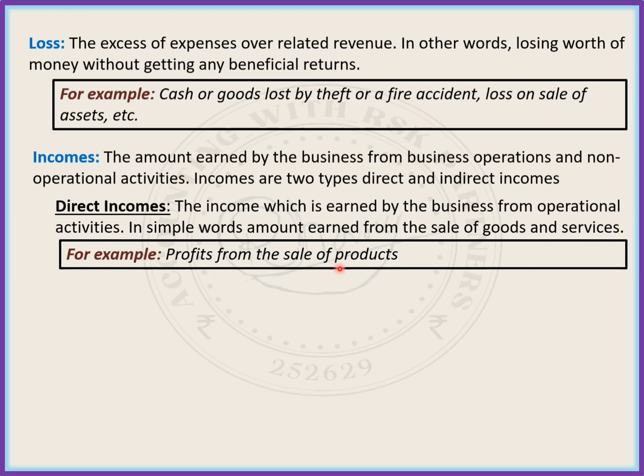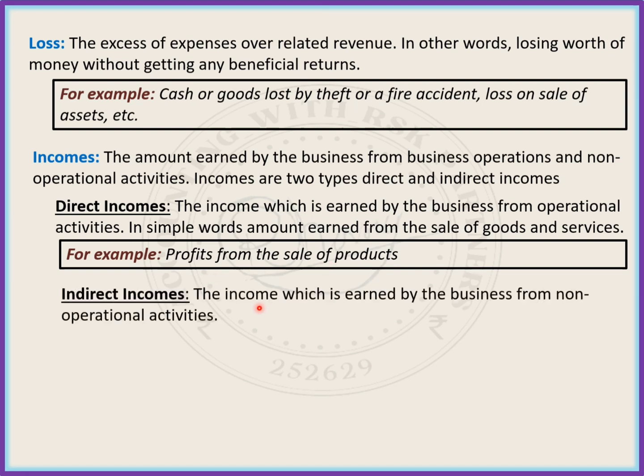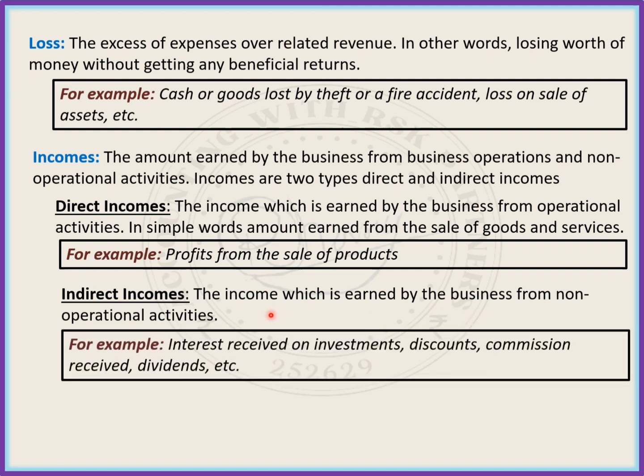Next, indirect incomes. Indirect incomes are the incomes which are earned by the business from non-operational activities. For example, interest received on investments, discounts, commission received and dividend received.